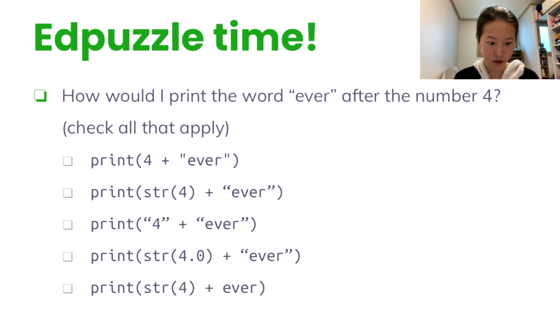Alright, so you should have gotten that the second and third options work, but the rest don't. The first option doesn't work because we're adding an integer to a string, and as we saw before, that's not allowed. The second option works because now we casted the integer to a string, and now we're just adding 2 strings together. The third option works because if we put 4 in the quotes, it becomes a string, not an integer, so adding 2 strings works. Printing string 4.0, that's just changing 4.0 into a string, so that will actually print out 4.0ever. The fifth one doesn't work because ever is not a string since it's not in the quotes, so we need to put the ever in quotes as well.